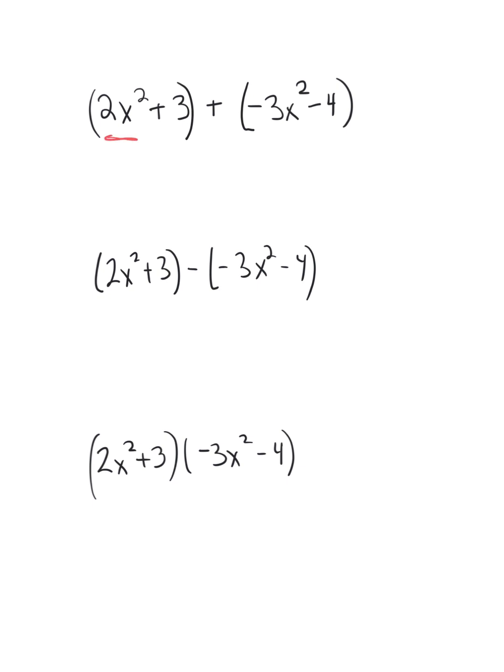So if we have 2x squared and negative 3x squared, we're adding, that'll give us a negative 1x squared. And if we have a plus 3 and a minus 4, that's going to give us a minus 1.